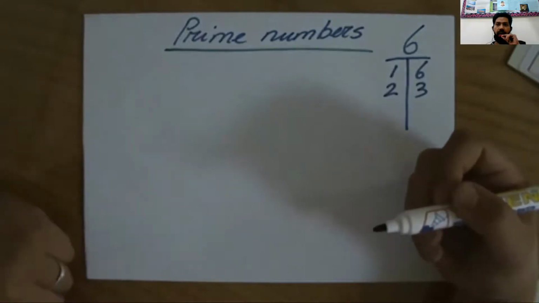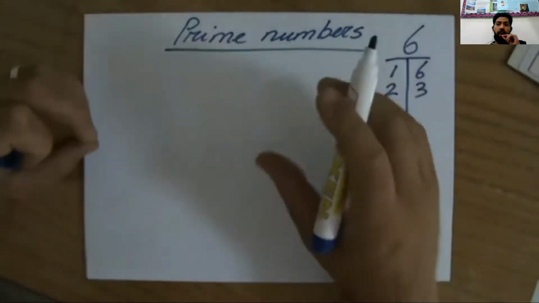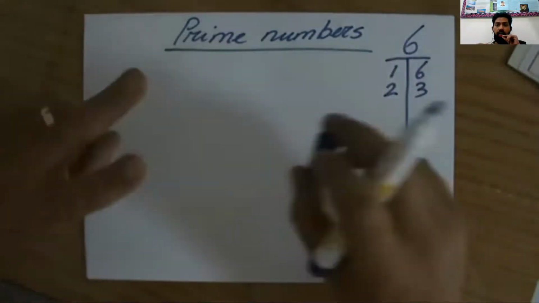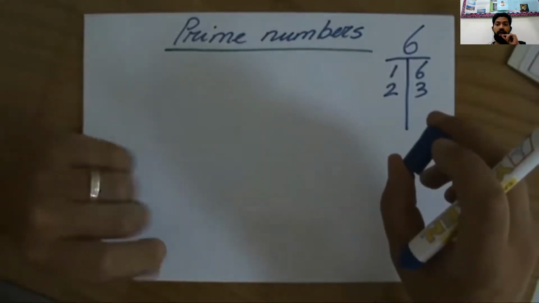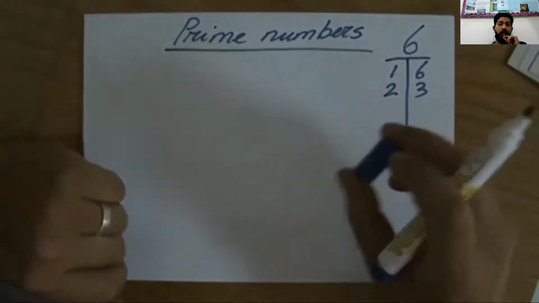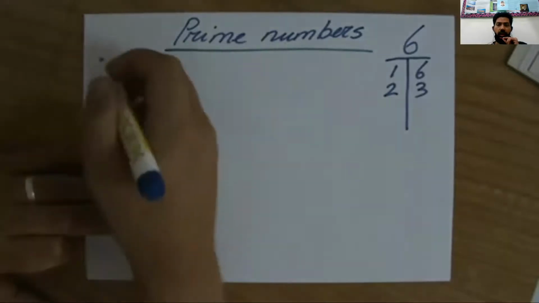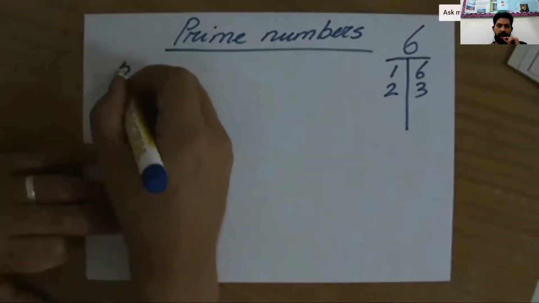Now we need exactly two factors, but how many factors did we get for 6? 1, 6, 2, 3. We got four factors. That means 6 is not a prime number. So we need exactly two factors.